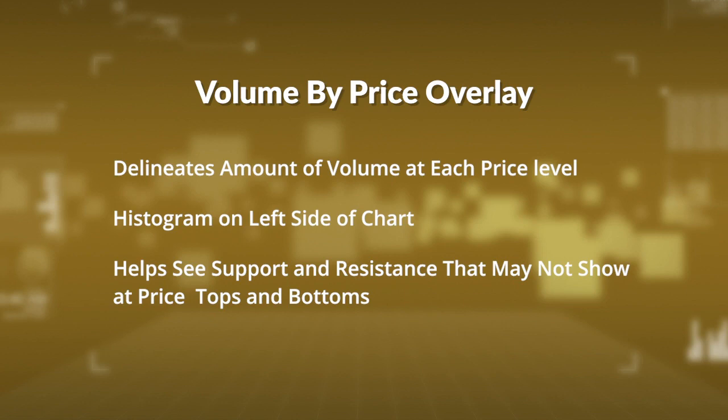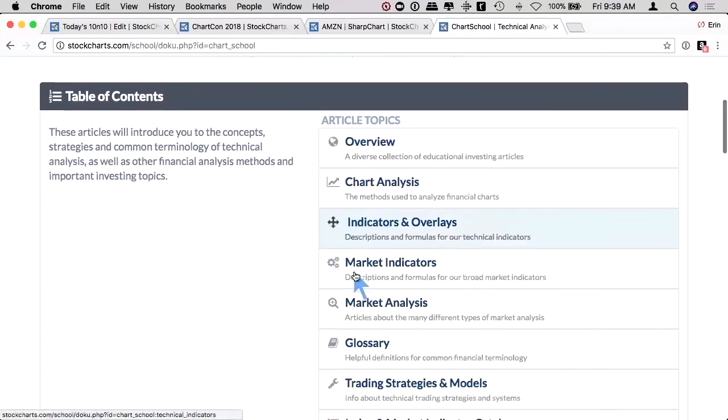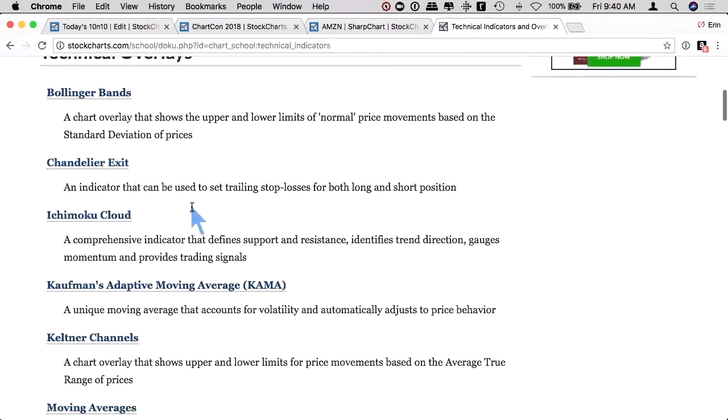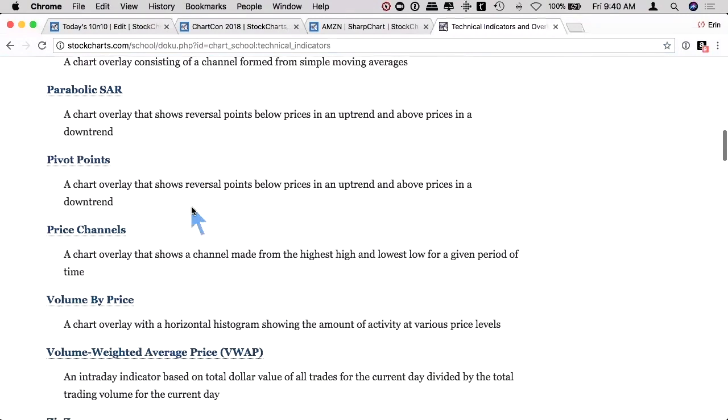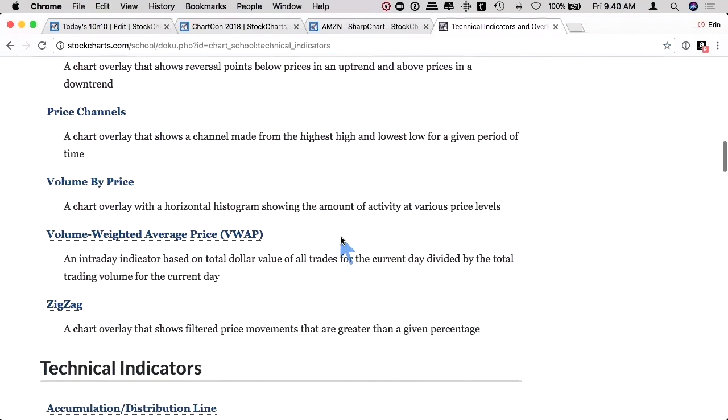And I would recommend as well, if you have any questions about what I was talking about, like I said, you can read the book by Alex Elder. You can check out the CMT curriculum. But the free way is to go to chart school. We're going to look at indicators and overlays. And again, this is a great way to get to whatever it is. So here are your overlays. And again, I will show you an example of the volume by price.